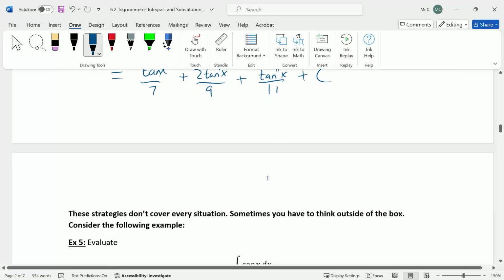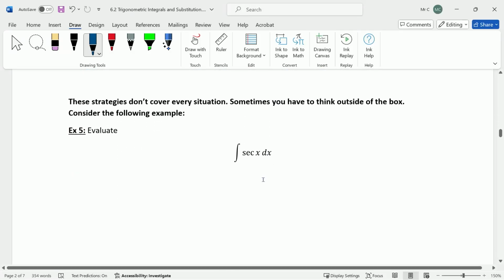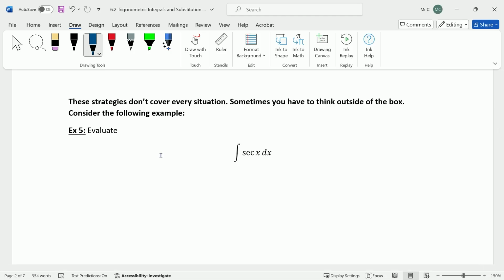Okay, so of course those strategies aren't going to cover every situation, so we might have to think outside of the box. And this is a particularly tricky one. The integral for secant of x dx. Now this is a trick that I wouldn't expect someone to come up with off the top of their head, having never seen it before. But once you see it, hopefully it'll be easy enough to recognize it in the future.